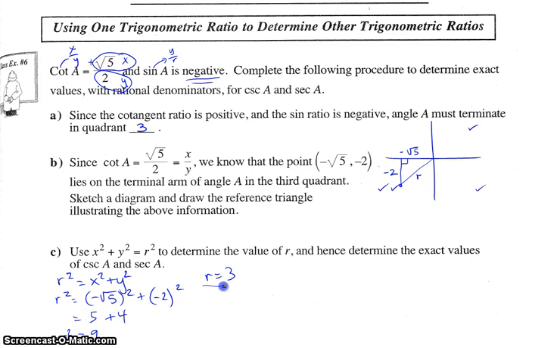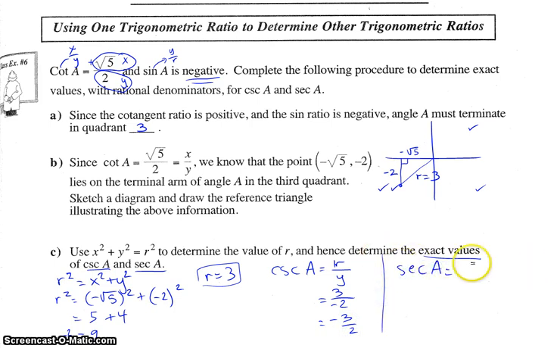All right, now what are they looking for here? We've got r, that's good, and we want to find the exact values of cosecant and secant. Okay, well, cosecant A. Cosecant is the reciprocal of sine. Sine was y over r, so cosecant would be r over y. And do we have r? Yes, we do. That was 3. Let's write that up here. And y was negative 2. Okay, don't want a negative in the denominator, so negative 3/2. And there we go.